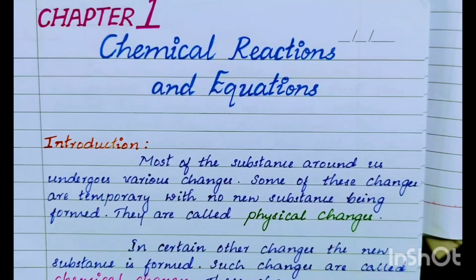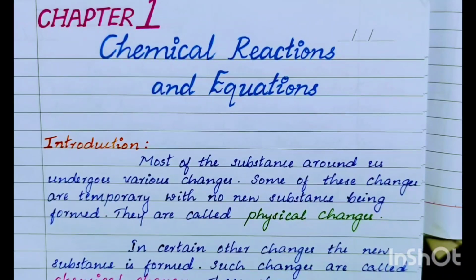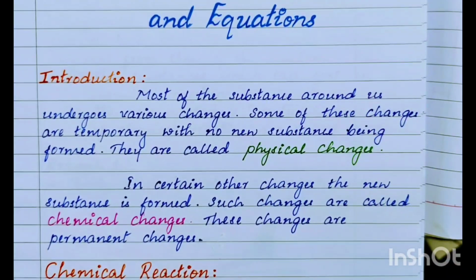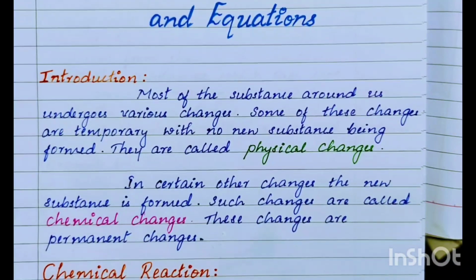Chapter 1: Chemical Reactions and Equations. Introduction. Most of the substances around us undergo various changes. Some of these changes are temporary, with no new substance being formed. They are called physical changes. In certain other changes, a new substance is formed. Such changes are called chemical changes. These changes are permanent changes.